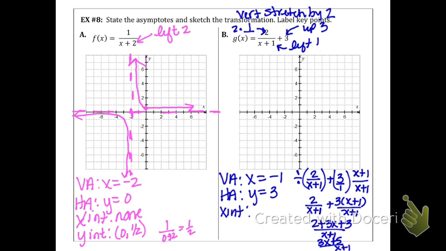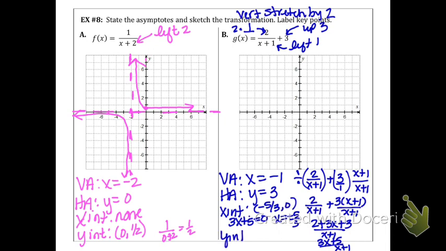Well, my x-intercept is going to be what's unique to the numerator. I don't have a factor the same on top and bottom, so it's just going to be the 0 of that numerator. So it's going to be where 3x plus 5 equals 0. Subtract the 5, divide by 3, and so we'll get x equals negative 5 over 3. So negative 5/3, 0 is going to be my x-intercept.